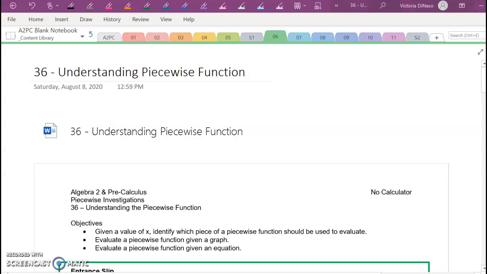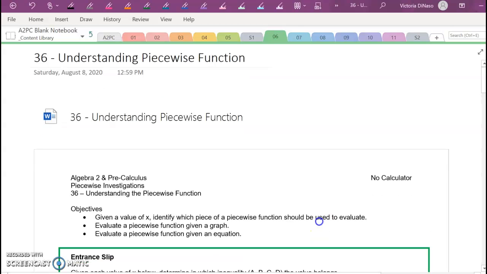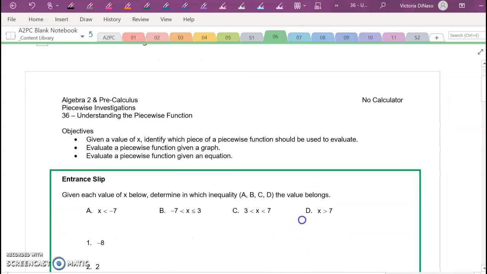Today we're going to talk about what a piecewise function is. So this is our introduction. Given a value of x, we're going to identify which piece of the piecewise function we should use to evaluate. We're also going to evaluate piecewise functions given a graph and given an equation. So we're going to do both. This is a no calculator section.